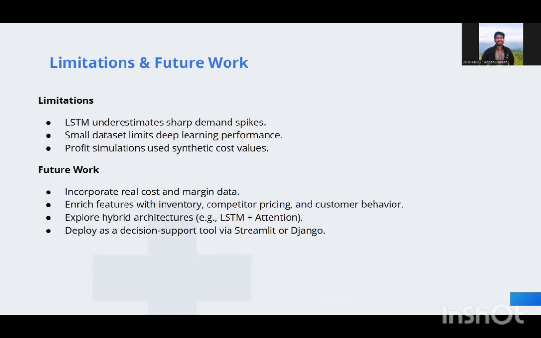To solve all of this, we plan to enrich the features with promotions and other new data, experiment with new models like BiLSTM, and deploy the system via dashboards for business users.